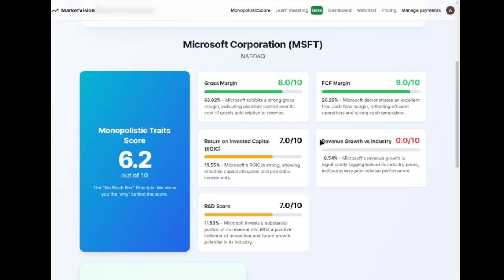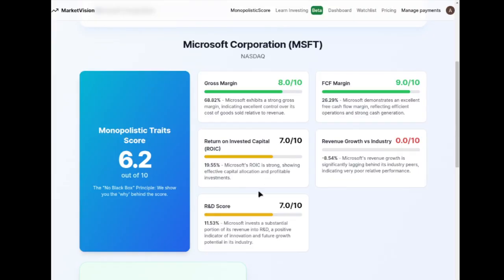Return on invested capital. What that means is the amount of money that their investments are making them. And for Microsoft, that metric is 19.55%. So they deserve a 7 out of 10 score for that. Here you can see their ROIC metrics.